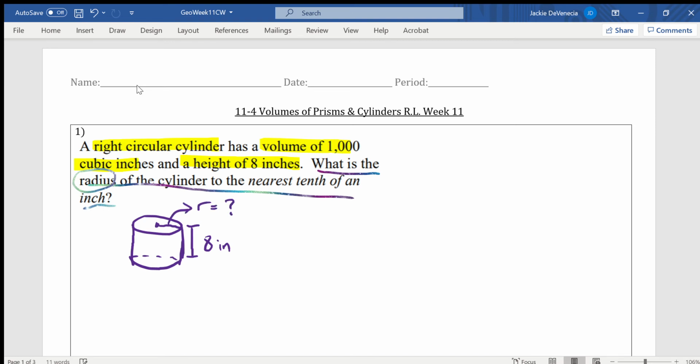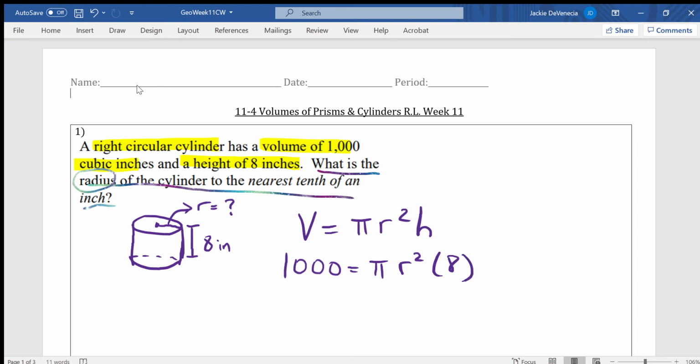All right, but they gave us the volume. So we remember from last week, what's the volume formula? Volume of a cylinder is pi radius squared times height. And by the way, when they're talking about a right cylinder, they mean a cylinder that looks like this. So they gave me the volume, which is 1,000. And then I have pi. Now, radius is what I'm looking for. And then height, that's going to be 8.